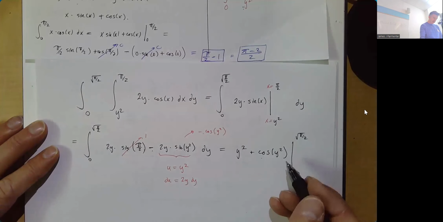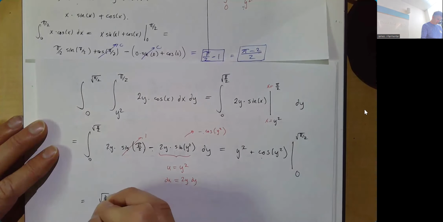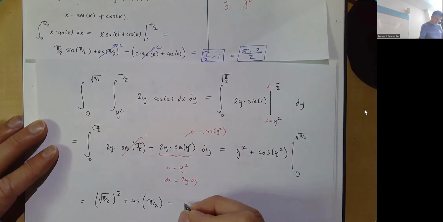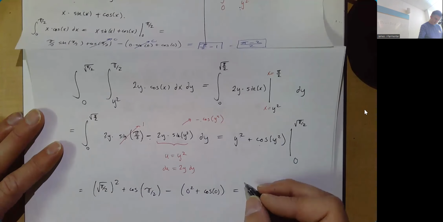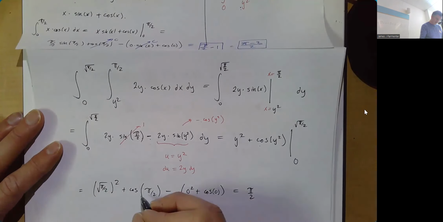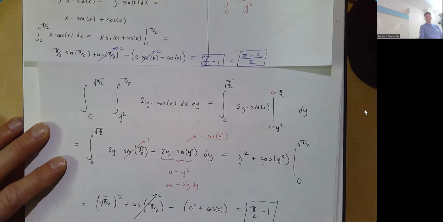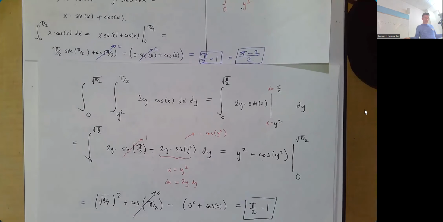So now let's plug in. I get the square root of pi over 2 squared plus cosine of the square root of pi over 2 squared, minus 0 squared plus cosine of 0. And that's exactly equal to pi over 2. Cosine of pi over 2 is 0. Minus 0 plus 1 is minus 1. Same answer as doing it the other way. So either way is fine.